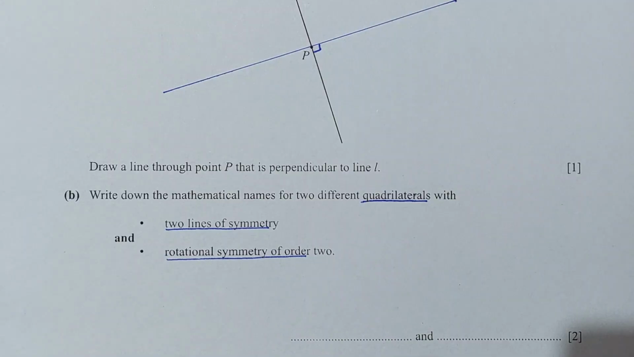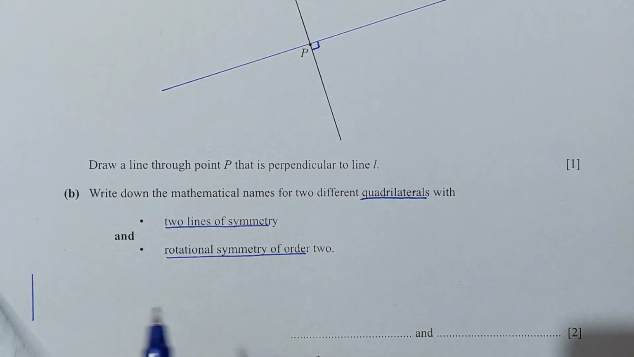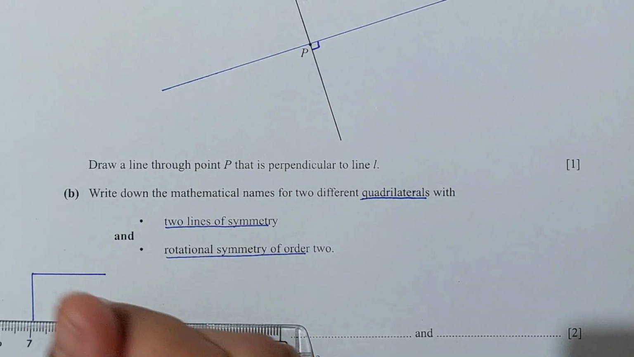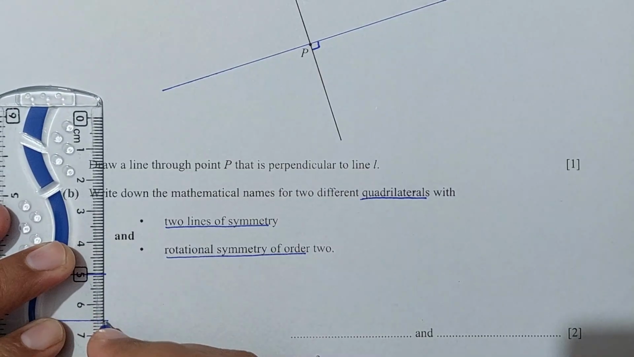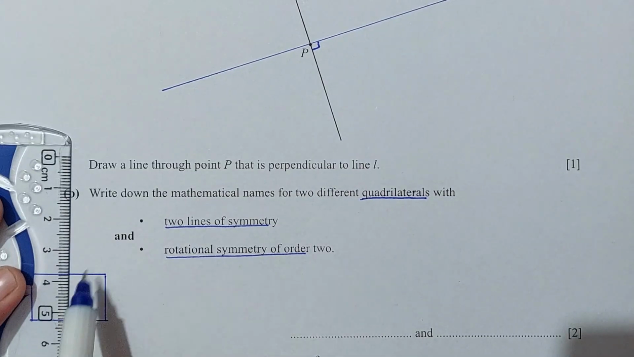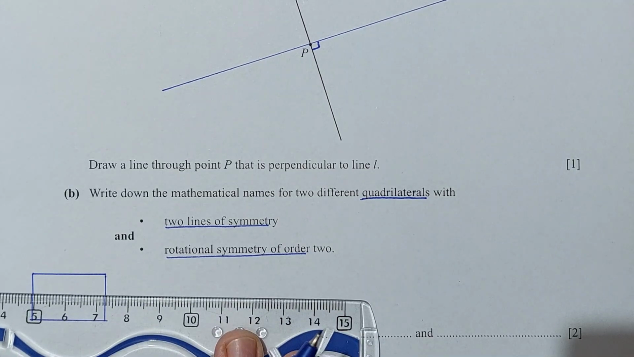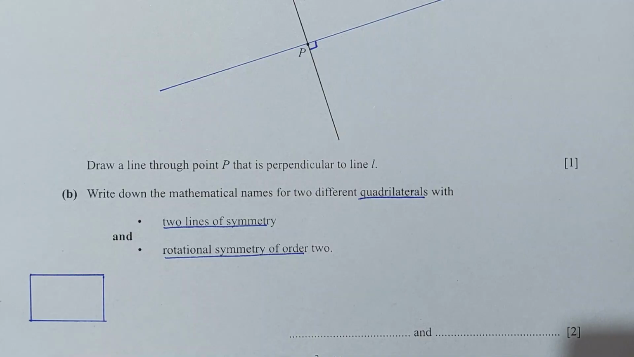If I can show you guys the rectangle. So this is a shape of a rectangle. This is a line of symmetry. It has a vertical line of symmetry. It has a horizontal line of symmetry. So two lines of symmetry, and it is a rotational symmetry of order 2. So the first shape is a rectangle.